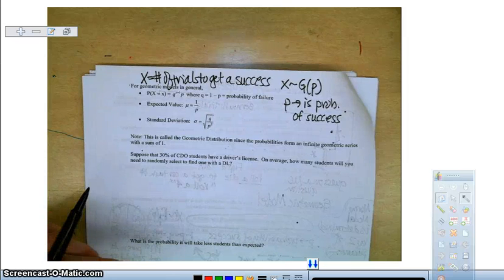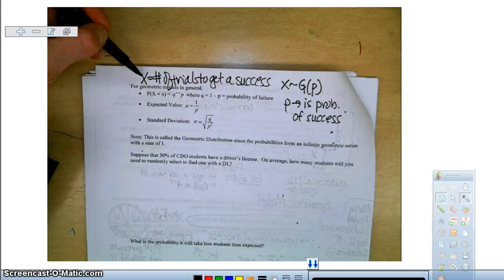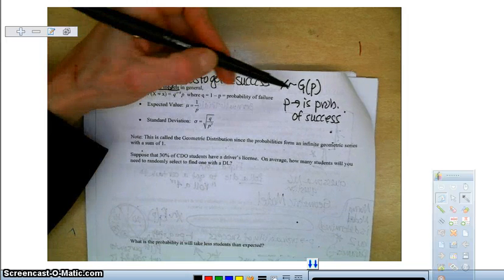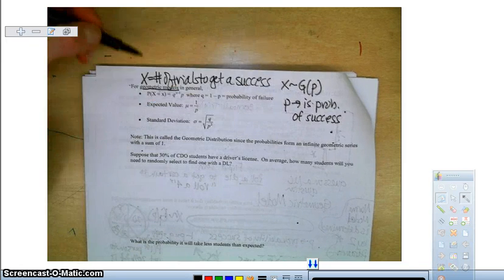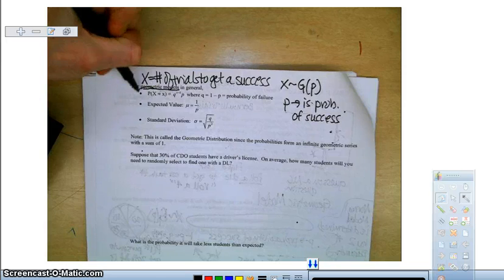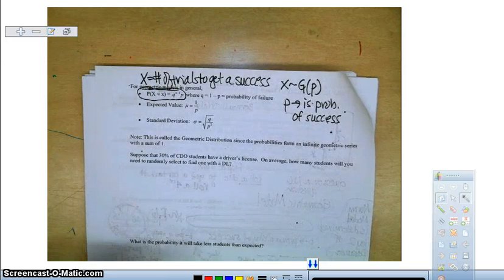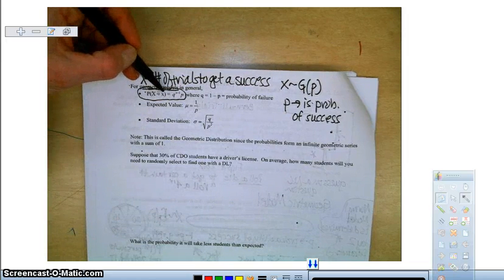Okay, so X was the number of trials to get a success. That's what a geometric model is. X is approximately geometric, determined by P, the probability of success. Now, this formula right here is the same. There's one just like it in your book. This is the probability that X equals x.